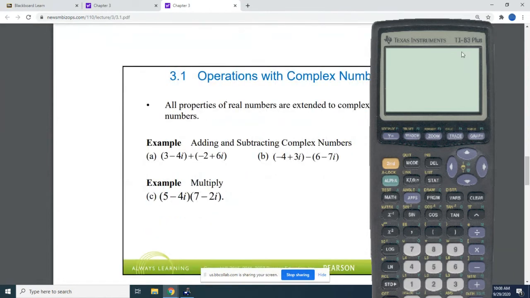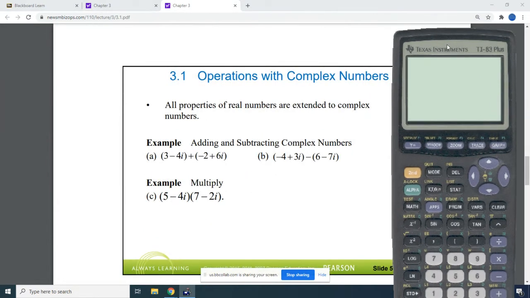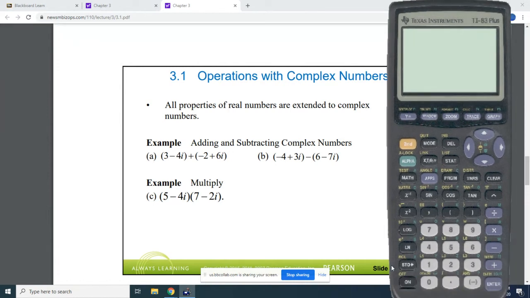All right, so now we're going to talk about operations with complex numbers. And here we're asked to simplify these three examples. Now, you can perform operations with complex numbers on your calculator. We'll work these out by hand, but first I'll just show you how you can pop these things in the calculator. For this first example, we're asked to add the complex number 3 minus 4i, which is a complex number in standard form, plus the other complex number, negative 2 plus 6i.